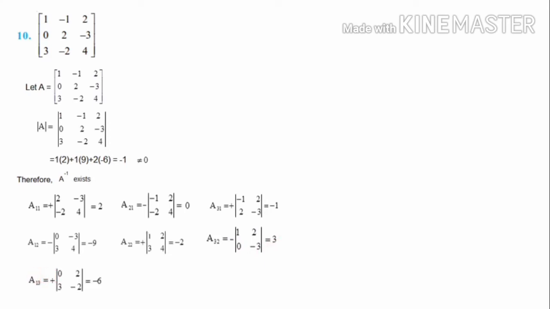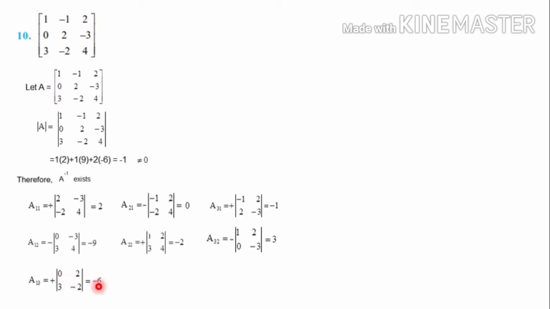Next is A13. The sign is plus, because 1 plus 3 is 4. 4 is an even number, that's why the outside sign is plus. So the first row third element, if you take, that is 2. That particular row and column are gone. The remaining elements are 0, 2, 3, minus 2.